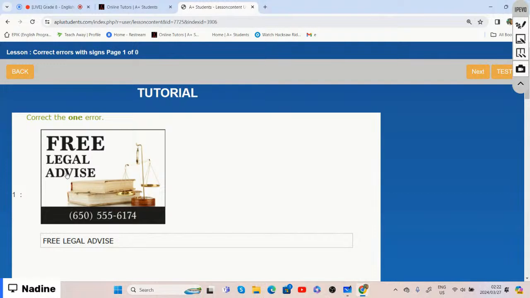So if we look at this poster, or the sign, it says free legal advice. You can call 650-555-6174. So, free legal advice. We need to correct the one error. If you look at that sign, what do you think is the error on that sign?